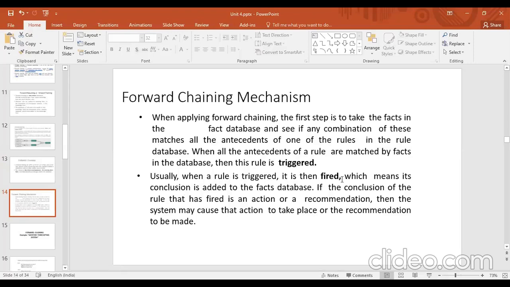This means there are 3 steps. First of all, you have been given one rule. Then you have to find the match with your problem. If the rule is matched with your problem, then you have to trigger it, and when it is triggered, it is fired. What does fired mean? It means your rule is executed, or the rule is matched with your problem. So you have to execute your rule in your problem, which means its conclusion is added to the fact database.